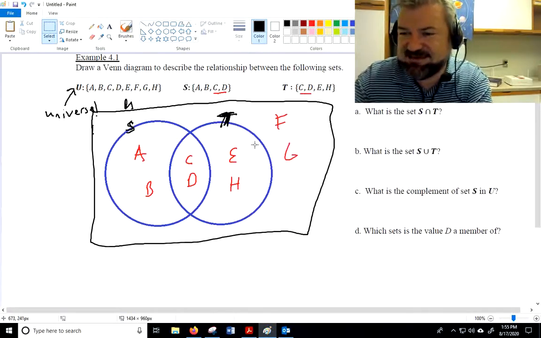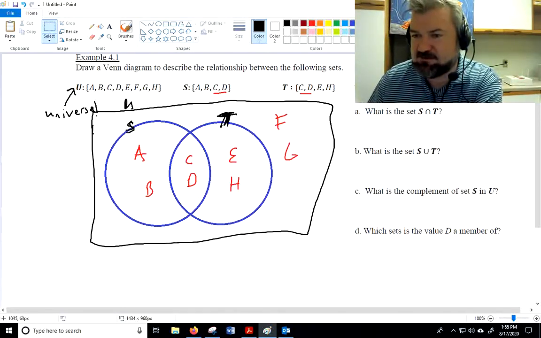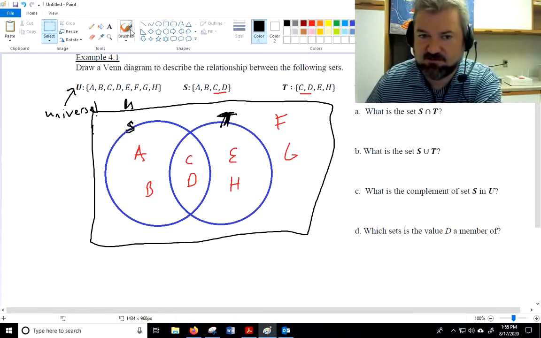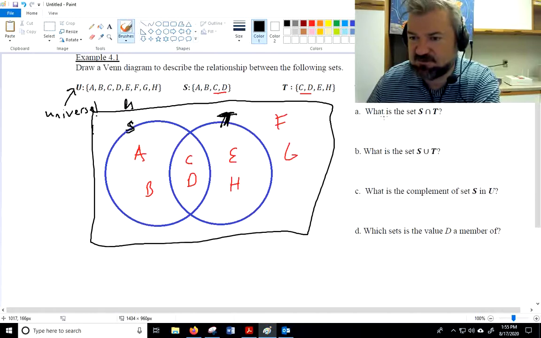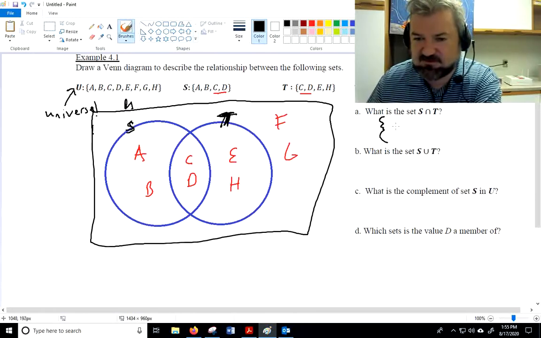All right, what is the set S intersect T? Remember that symbol there means intersect. So S intersect T, and we're going to use set notation. Makes sense, right? We're dealing with sets. So S intersect T, that's C, D. Looking back at the descriptions of the set, those are the only two members that appear in both.